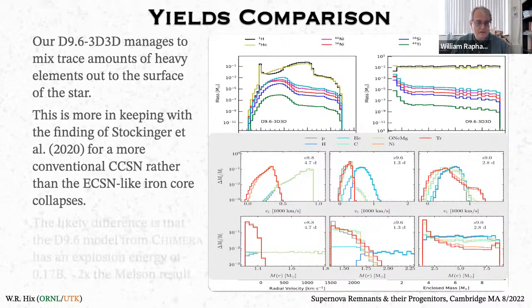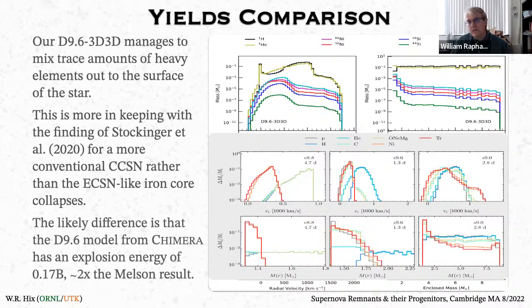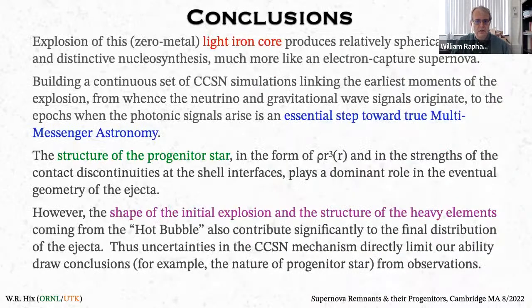The fundamental difference here is that our explosion energy is about a factor of 2 different than the Melson model that Stockinger used as his initial conditions. And so, yes, the structure of the star has a dramatic impact on all the things that are going on, but you can still see the impact of the mechanism in the ejecta. In this case, it's probably the error that one or both of us is making that highlights that fact, right? But you can still see dramatic differences resulting in the eventual observables from the first second of evolution. And so with that, let me go to my summary.